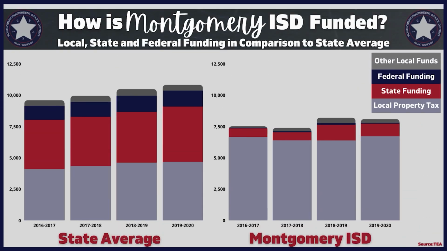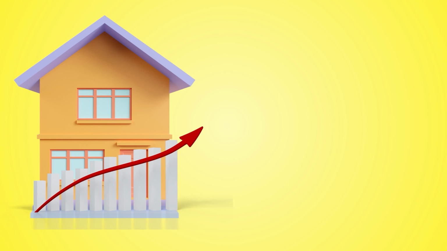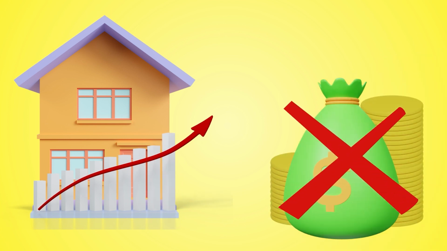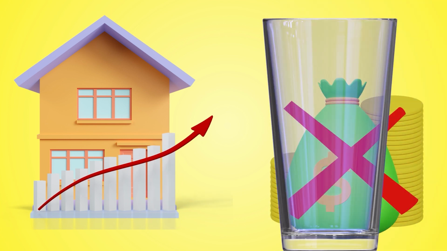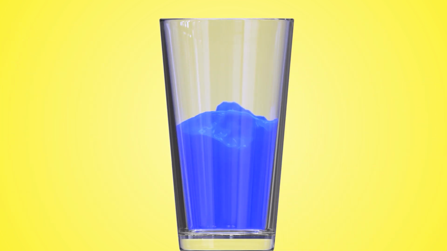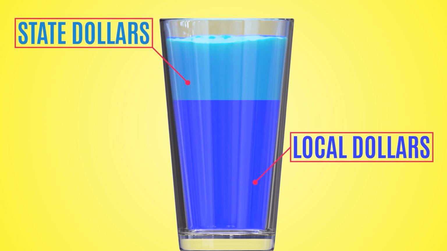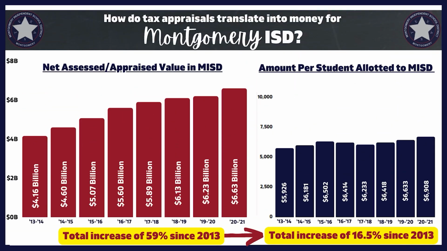In Montgomery ISD, a large majority of the district's funding is through local property tax revenues. That's because of the high property values in Montgomery ISD. It is important to note that increased property values do not necessarily equate to increased revenues or a bigger glass for the district. Increased local property values simply means that the glass will be filled by more local dollars and less state dollars. For example, in Montgomery ISD, property values have increased by 59% since 2013.